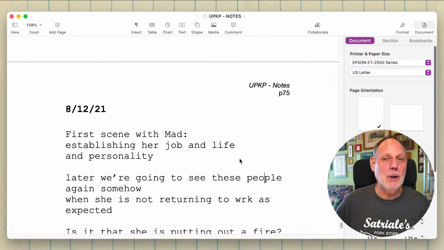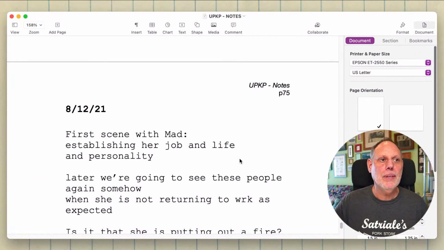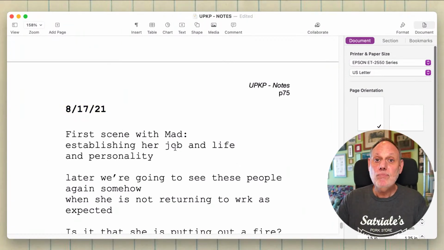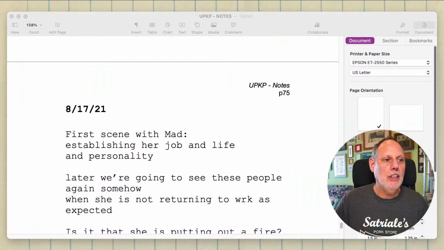And yes, I saw that gardener thing, and I'm definitely going to talk about that in just a minute. But right now, let's talk about this introductory scene for Madeline. This is what I thought. I thought we need this scene to establish her job, her life, and her personality. In other words, to say, who is this person? The first scene with any character, the first time we meet them, is pretty important.